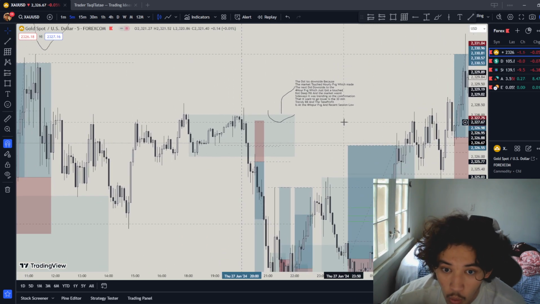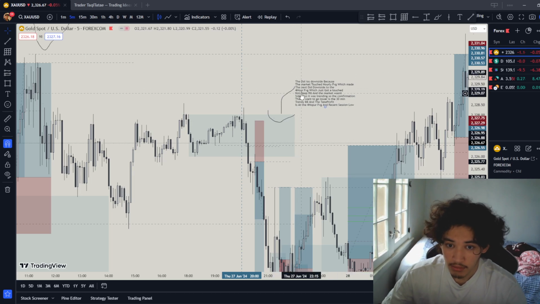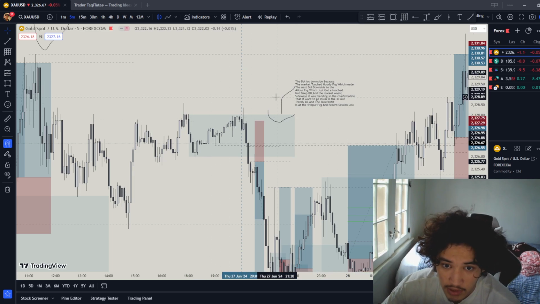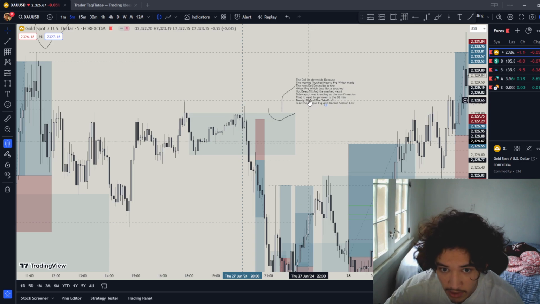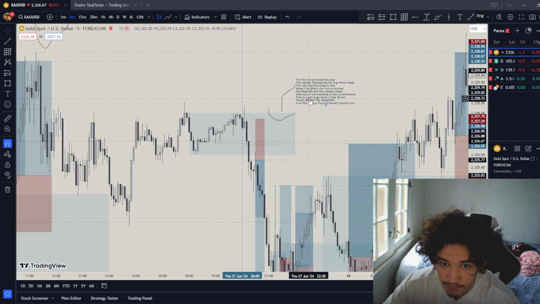So the draw on liquidity to the downside, because the market touched the hourly fair value gap, which then made the next draw on liquidity to the downside the 4-hour fair value gap, which just got a touch, not a deep fill. The market wasn't sideways, meaning the market was trending, so the 30-minute confirmation was enough, right?